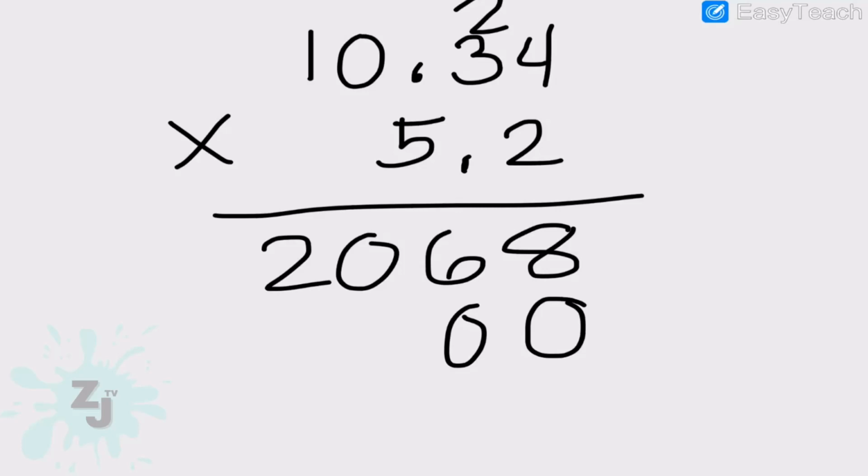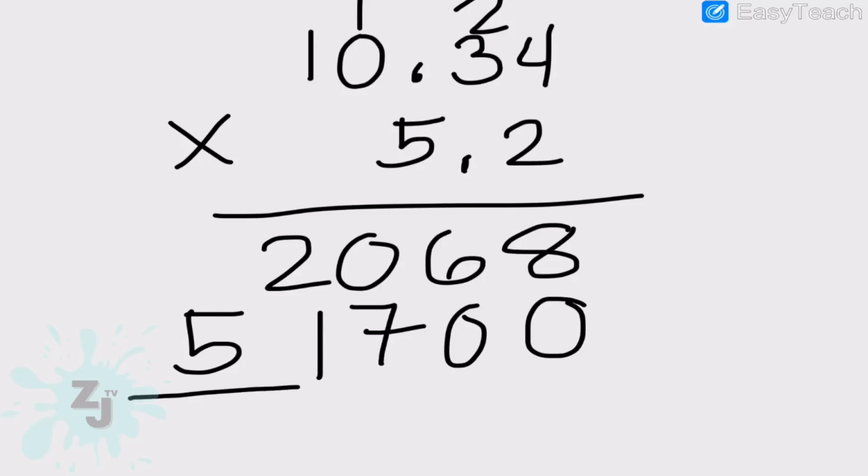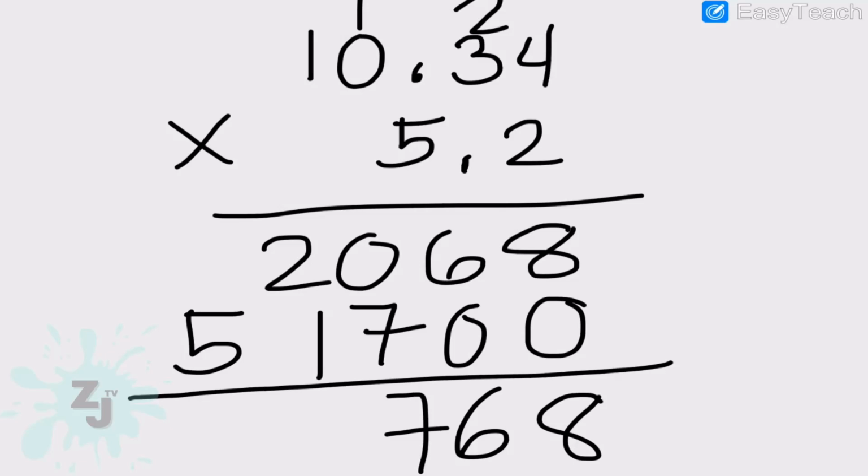3 times 5 is 15 plus 2 is 17. Bring up 1. 0 times 5 is equal to 0 plus 1 is equal to 1, and 1 times 5 is equal to 5. Therefore we must add this. This is 8, this is 6, this is 7, this is 3, and this is 5.